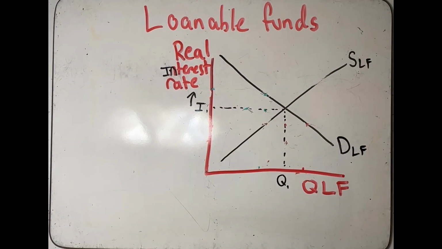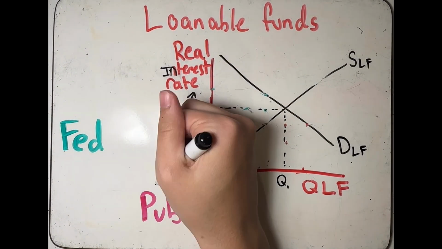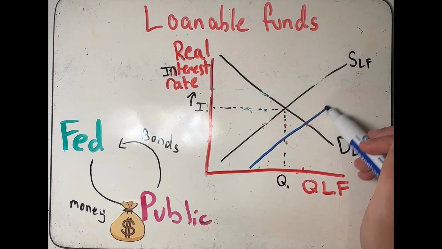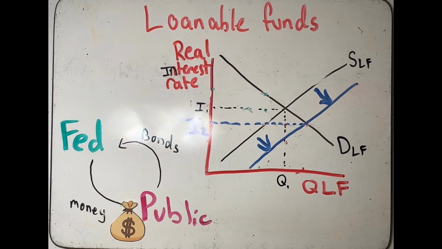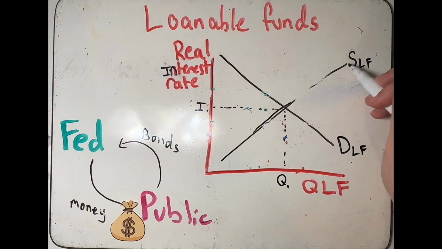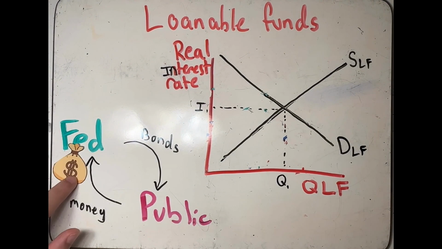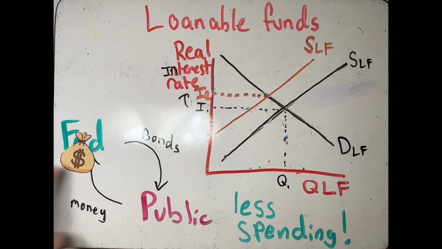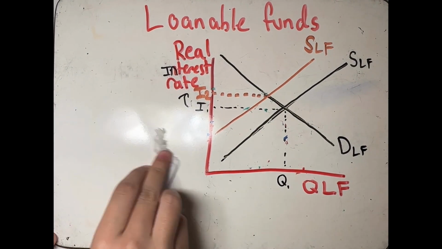All right, so now let's graph our monetary policy actions on this graph. If the Fed buys bonds in an act of expansionary monetary policy, the supply of loanable funds increases, which lowers the real interest rate. Now, if the government sells bonds in an act of contractionary monetary policy, the supply of loanable funds decreases, which raises the real interest rate.